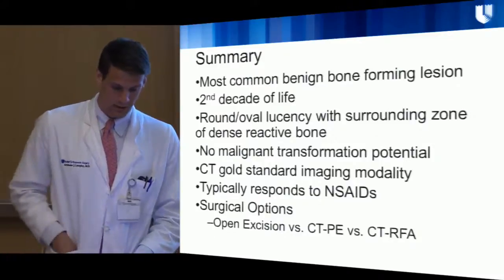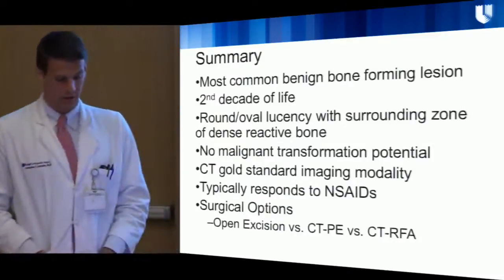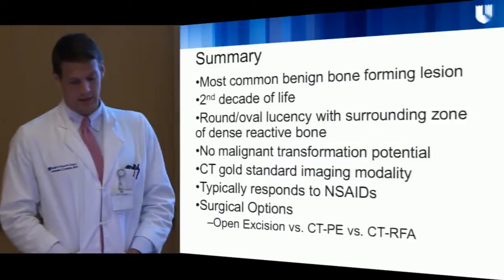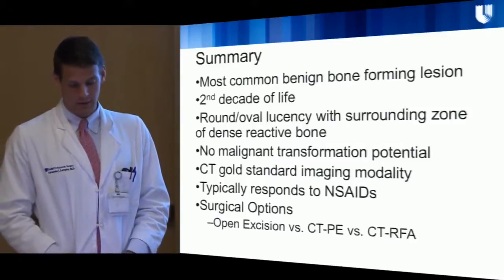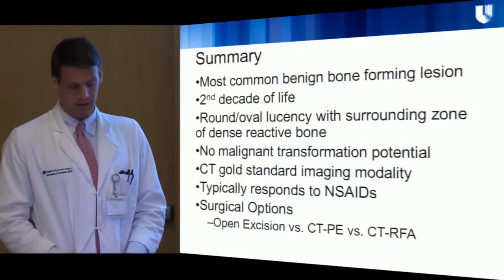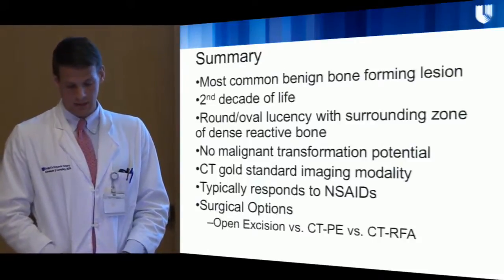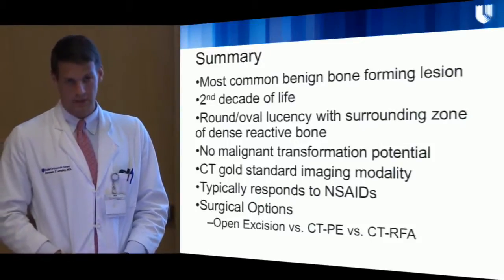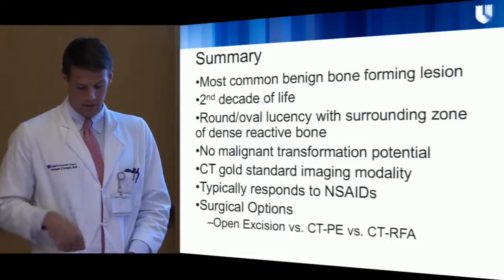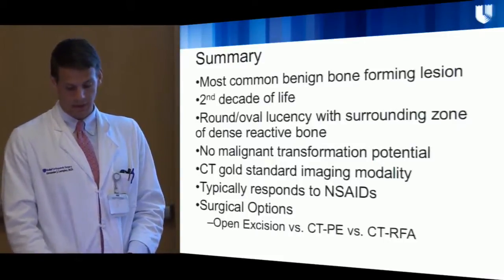So in summary, this is the most common benign bone-forming lesion. Highest incidence is in the second decade of life. Round oval lucency with surrounding zone of dense reactive bone. No malignant transformation potential. CT is the gold standard imaging modality. Typically responds to NSAIDs. And then your surgical options include open excision, CT-guided percutaneous excision, and then I think what a lot of people are moving towards is CT-guided RFA.